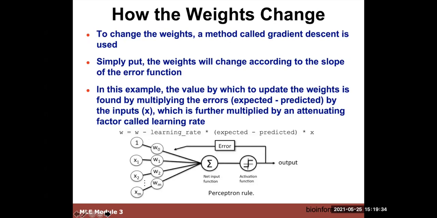The actual function is, as I said, the difference between the expected and observed. But you can also adjust it according to a learning rate and also essentially adjust the slope of the error function. So this is essentially the 1950s version of a neuron or an artificial neural network.